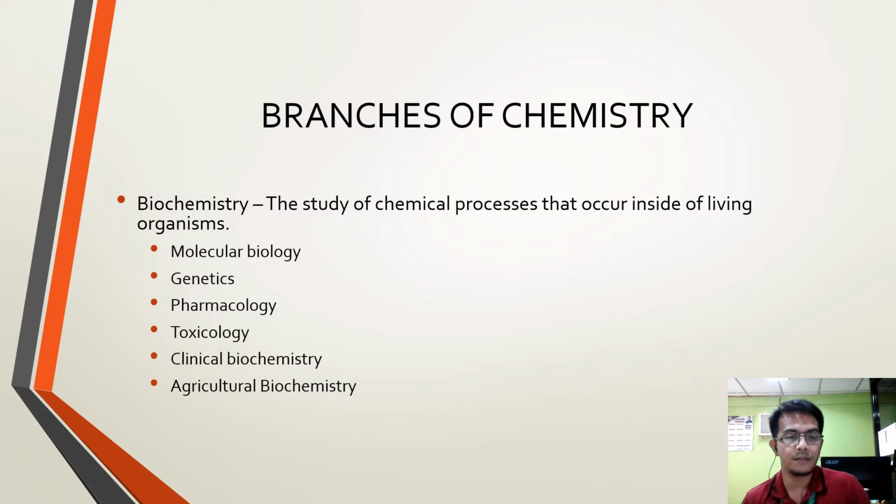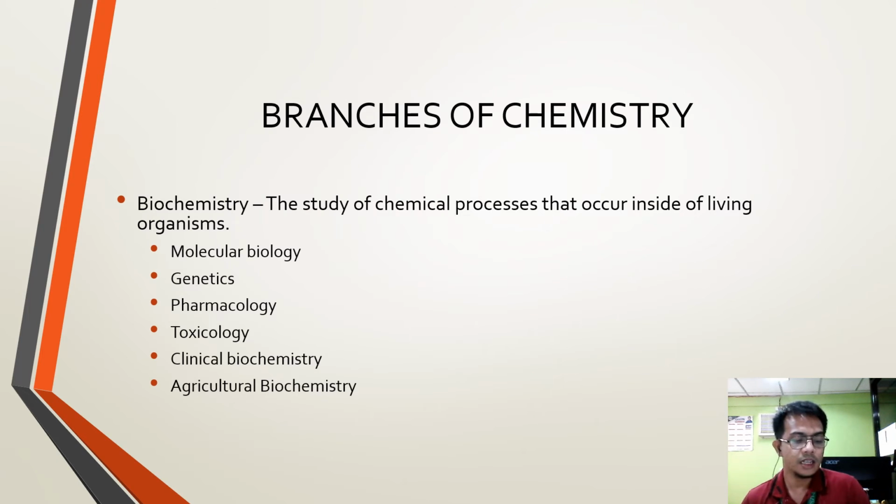For the first one, we have molecular biology, the study of interaction between the various systems of the cell, such as different types of DNA, RNA, and protein synthesis or biosynthesis. The second one is genetics, the study of genes, heredity, and variation in living organisms. Then the third one is pharmacology, the study of mechanism of drug actions and the influence of drugs on an organism. The fourth one is toxicology, a sub-branch of pharmacology that studies the effects of poison on living organisms.